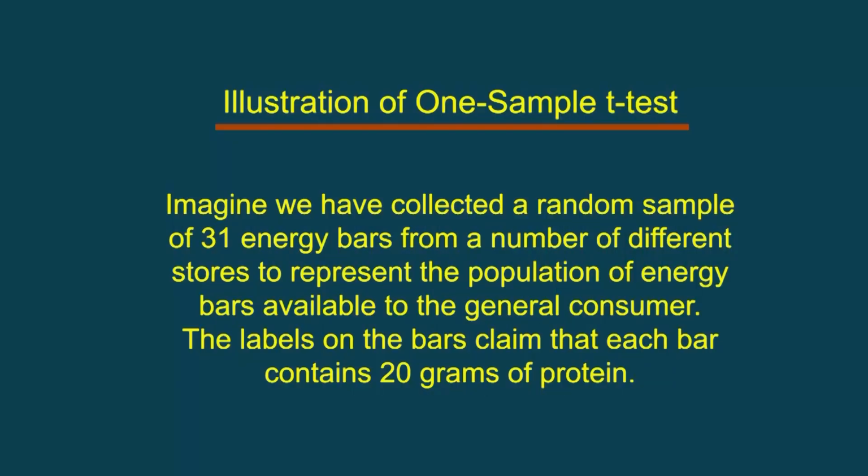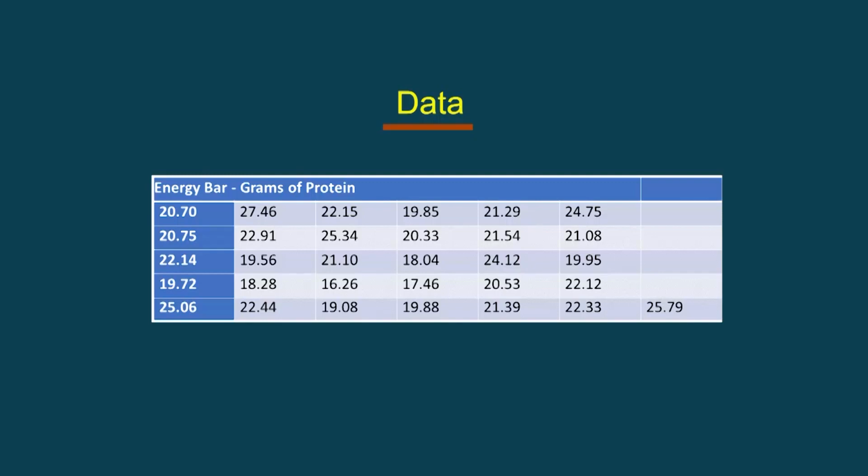So we will start with an illustration of a one-sample t-test. Suppose we have collected a random sample of 31 energy bars from a number of different stores to represent the population of energy bars available to the general consumers. The label on the bars claims that each bar contains 20 grams of protein. So we will conduct a t-test to see whether this claim is justified or not. This is the data we have on the grams of protein in the energy bars.